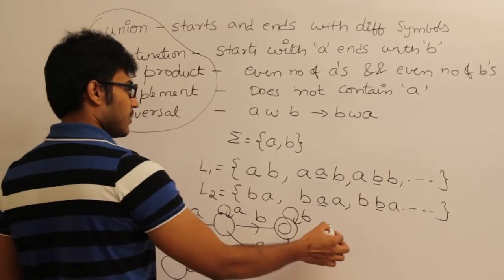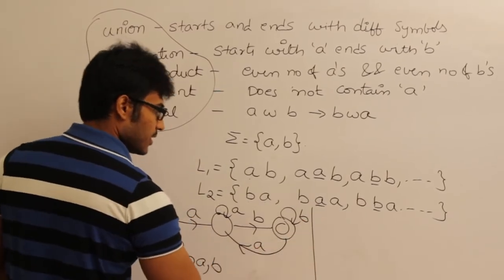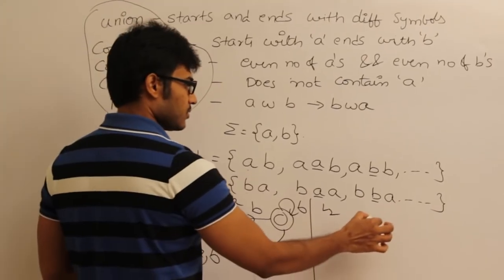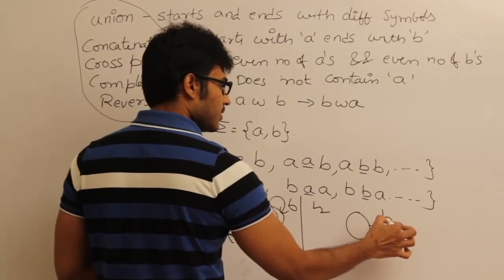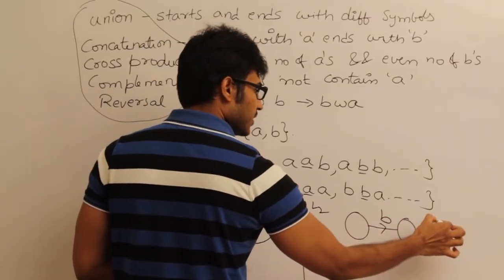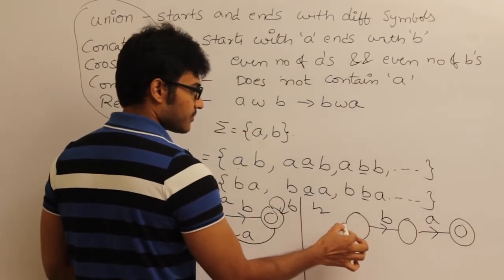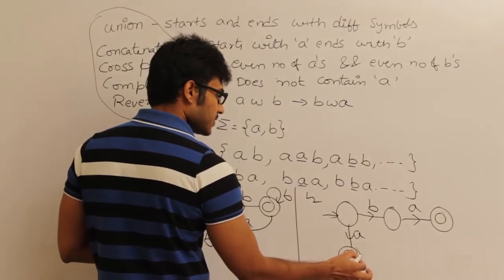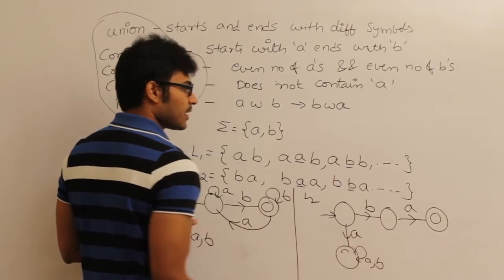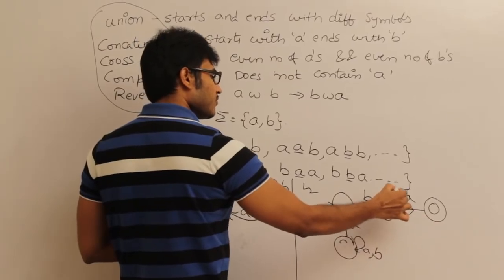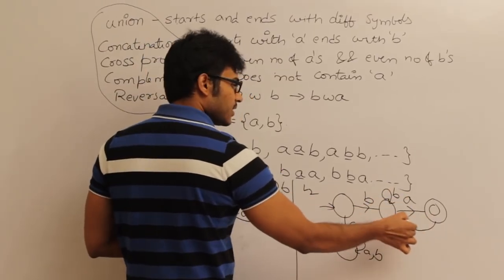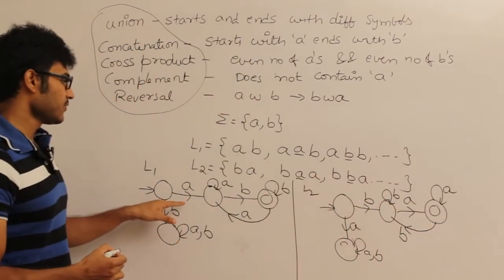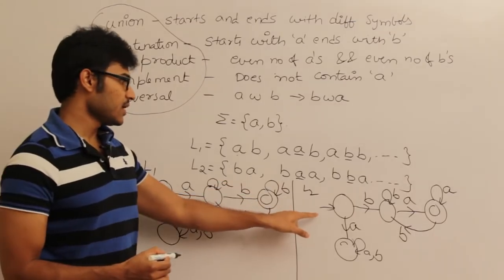Now you can write L2, which starts with B and ends with A. If it starts with B and ends with A, I accept it. If it starts with A, I am going to kill all the strings, and in this state I can see any number of B's. If I see an A here, I will wait for a B, and I can see any number of A's here. So this is starting with A and ending with B, and this is starting with B and ending with A.